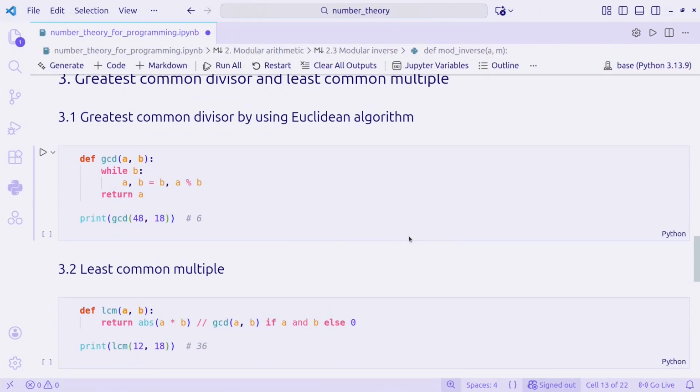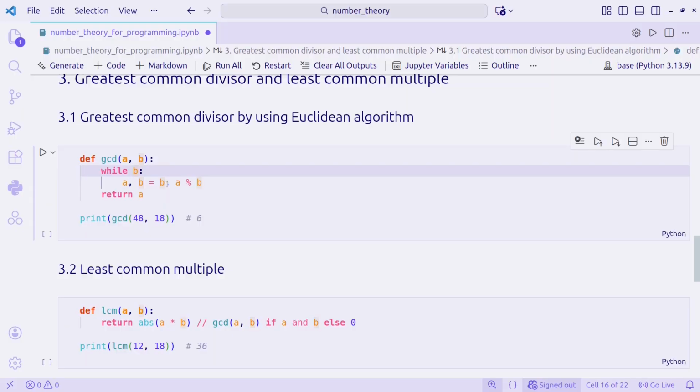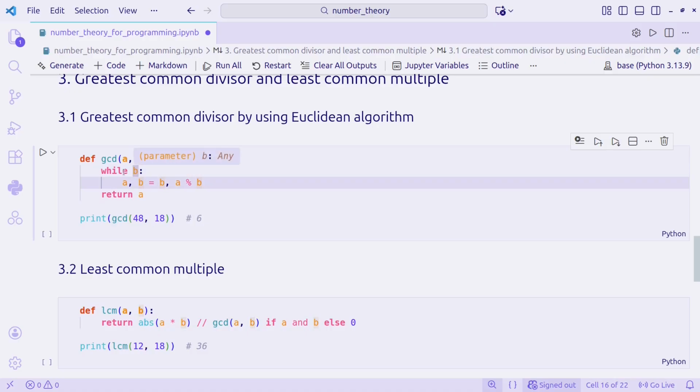So we can use the Euclidean algorithm to find out the greatest common divisor. So if B is not 0, I need to do the division to see the remainder, and this remainder will replace the original B, and the new B will replace the original A. So we do this kind of process until B is 0. If that is 0, the while loop would end, and I'm able to return A here as the answer to the GCD.